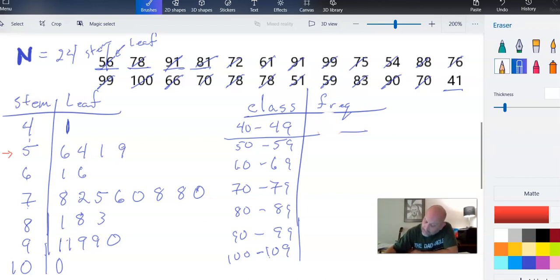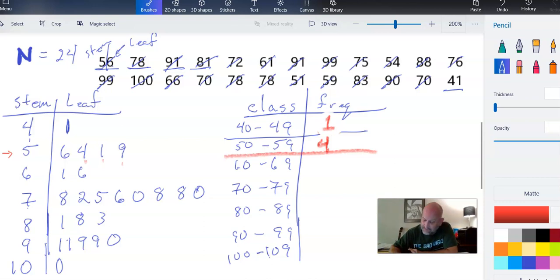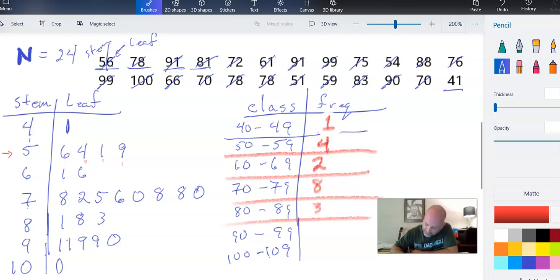So we had a frequency of 1 over here, and then for 50 through 59, we have 1, 2, 3, 4 data points here. So that has a frequency of 4. It's how frequent the data falls into that category, right? So from 60 to 69, we have 2. From 70 to 79, oh boy, we got 8 of those. From 80 to 89, we have 3. 90 to 99, we have 1, 2, 3, 4, 5.